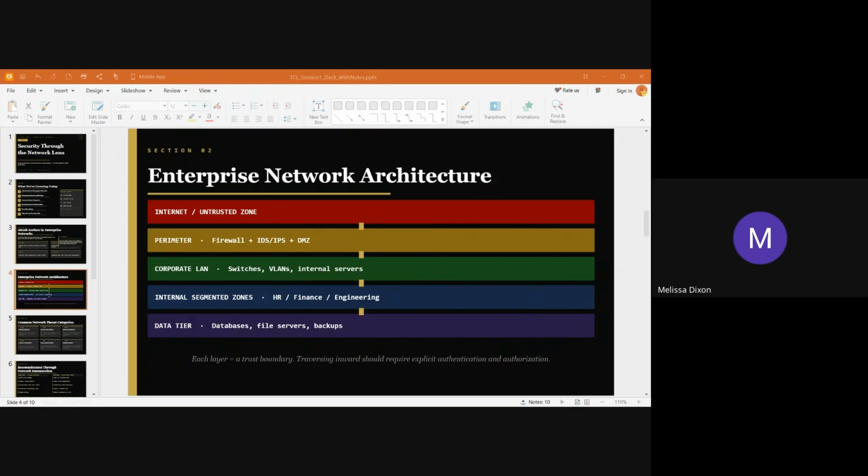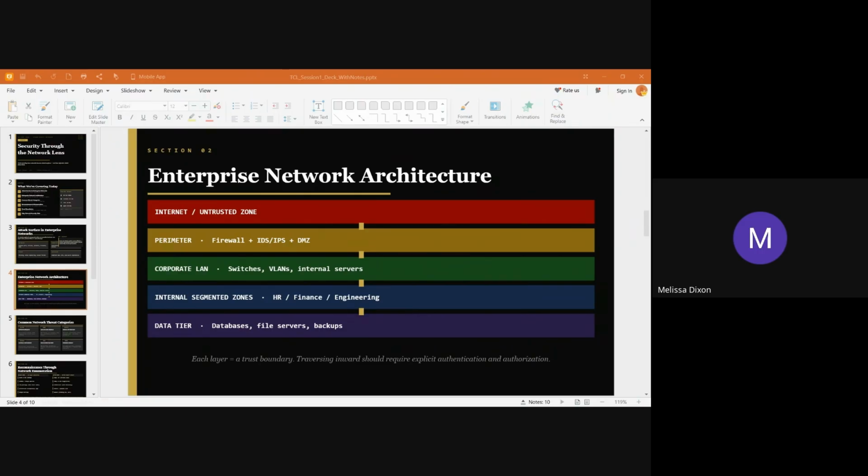The data tier is the crown jewels, basically: the databases, the backups, the secrets. An attacker who reaches this layer has literally won at that point. That's the ultimate payload, I suspect. Each one of these transitions should require authentication and authorization. In a lot of real organizations, they don't, but they should.